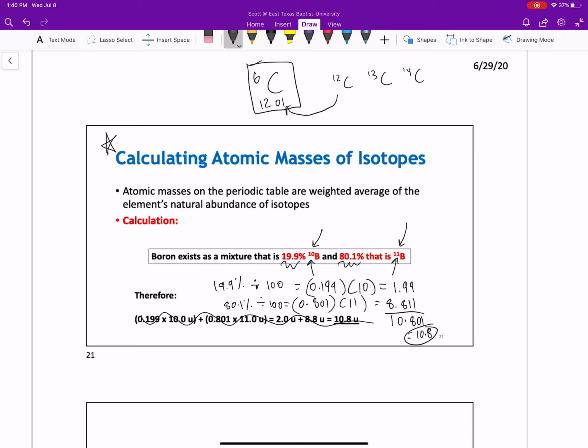The scientists have taken into account all the natural abundances of the isotopes that are seen in nature. Then they average them together, practically using this exact method. And so practice this and get good at it. Just remember, take that percentage, it has to be given to you, and divide by 100 to get to the number, not the percentage, and then just multiply it times the mass number, and then add the two together.